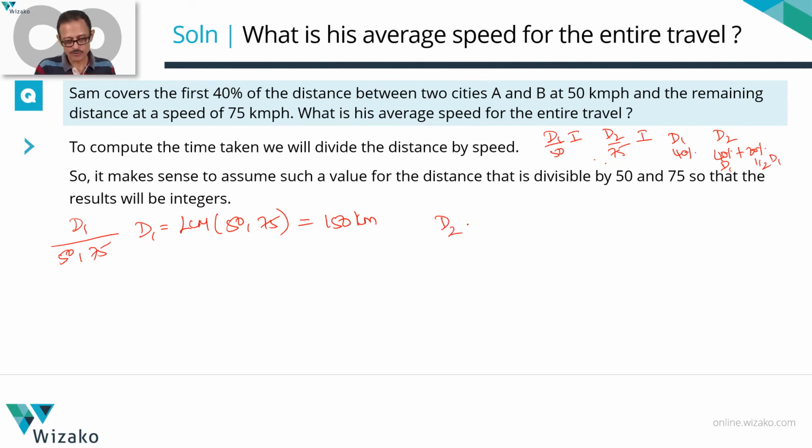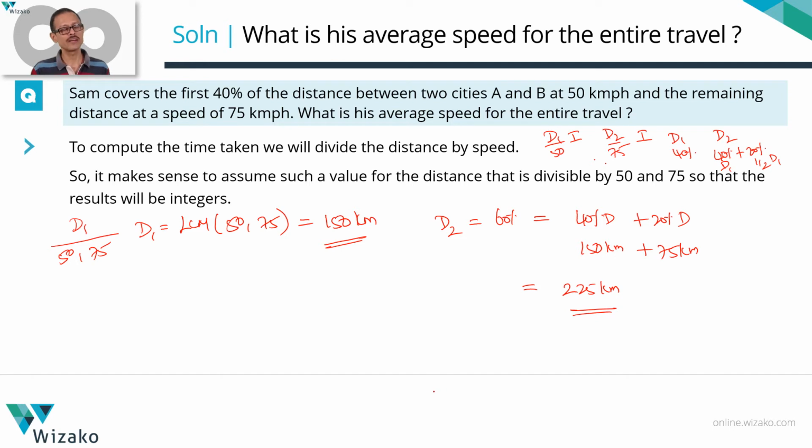So what will d2 therefore be? d2 is 60% of the distance, which is nothing but 40% of the distance plus 20% of the distance. It's not d1, it's 20% of the distance. 40% of the distance, we have assumed it to be equal to 150 kilometers. So 20% is half as much distance as this, which is another 75 kilometers. So the second part of the journey is going to be 225 kilometers. So I'm assuming values which will make calculations easy. First part of the distance is 150, second part of the distance is 225.